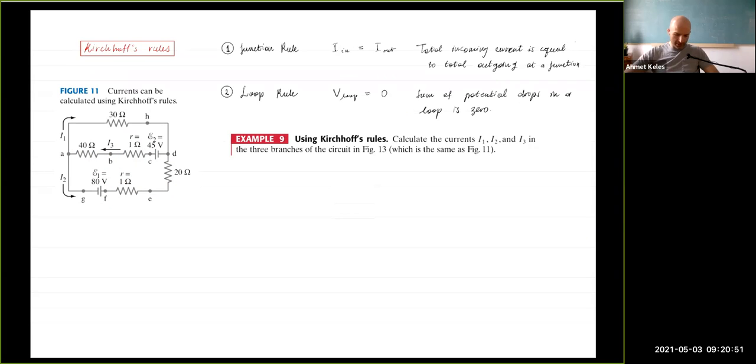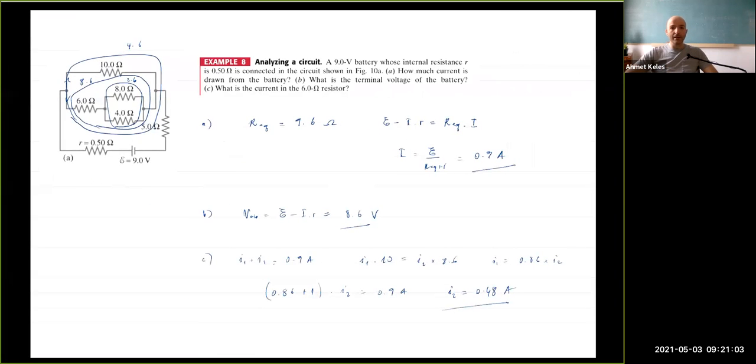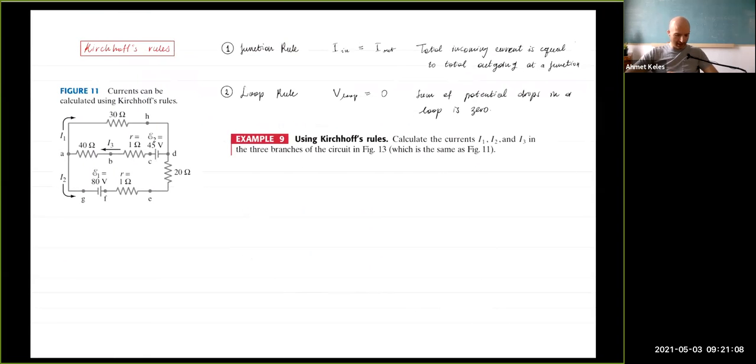So maybe I can solve this example. It says calculate currents I1, I2, and I3 in the 3 branches of the circuit shown in this figure. So I suggest you try to do it this way first, and then you'll appreciate Kirchhoff rules. Okay, I will solve this with Kirchhoff rules. So let's just try to set it up.